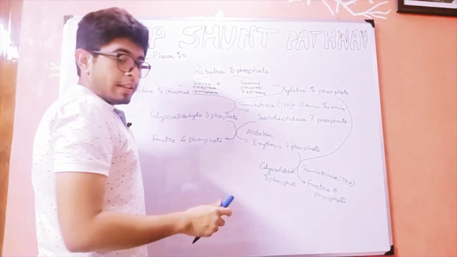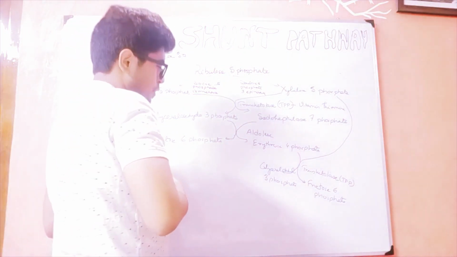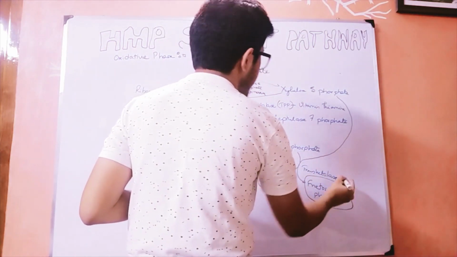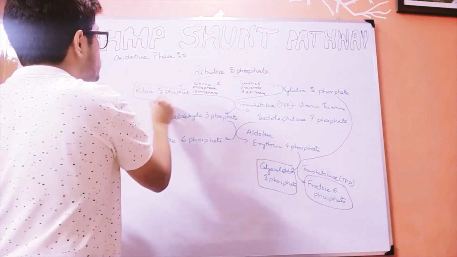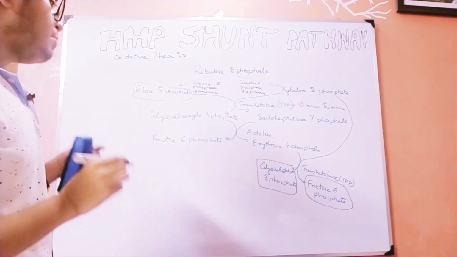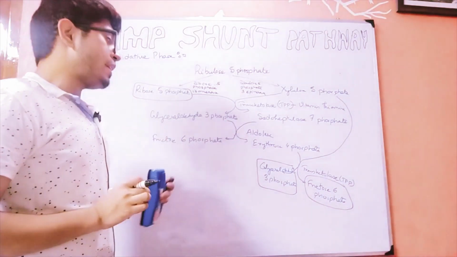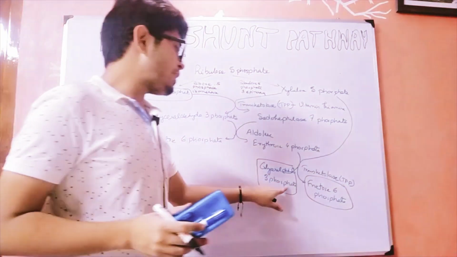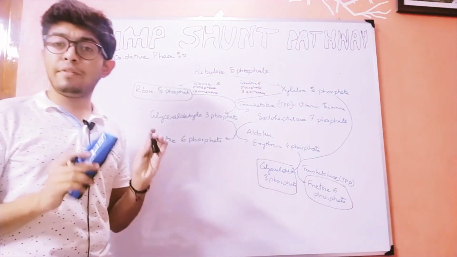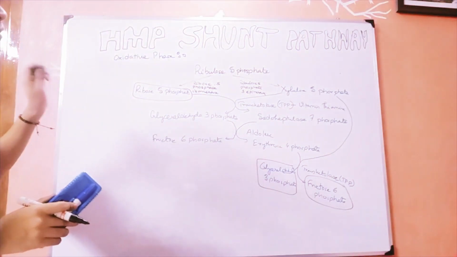So these products, glyceraldehyde 3-phosphate, fructose 6-phosphate, and this ribose 5-phosphate, are some of the very important intermediates which are formed. Glyceraldehyde 3-phosphate and fructose 6-phosphate are glycolytic intermediates, whereas ribose 5-phosphate is very important for nucleotide biosynthesis. So this is what we have.